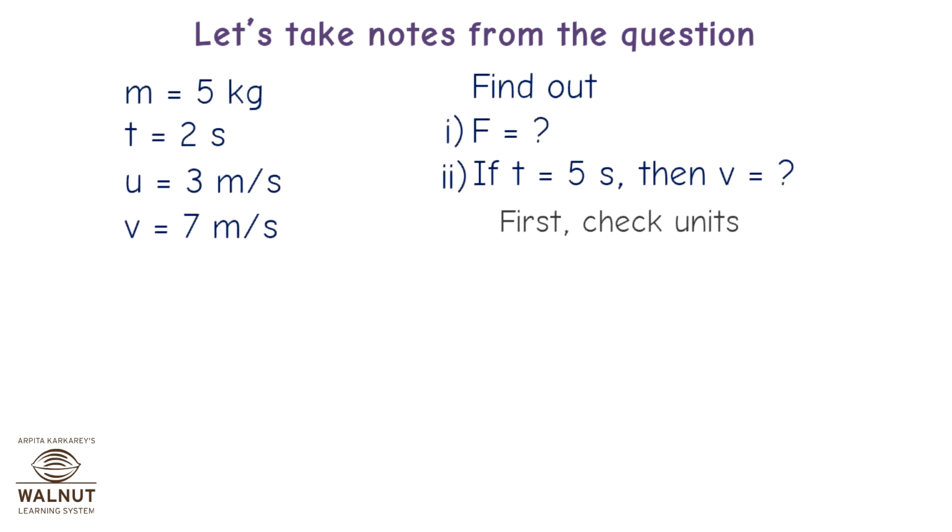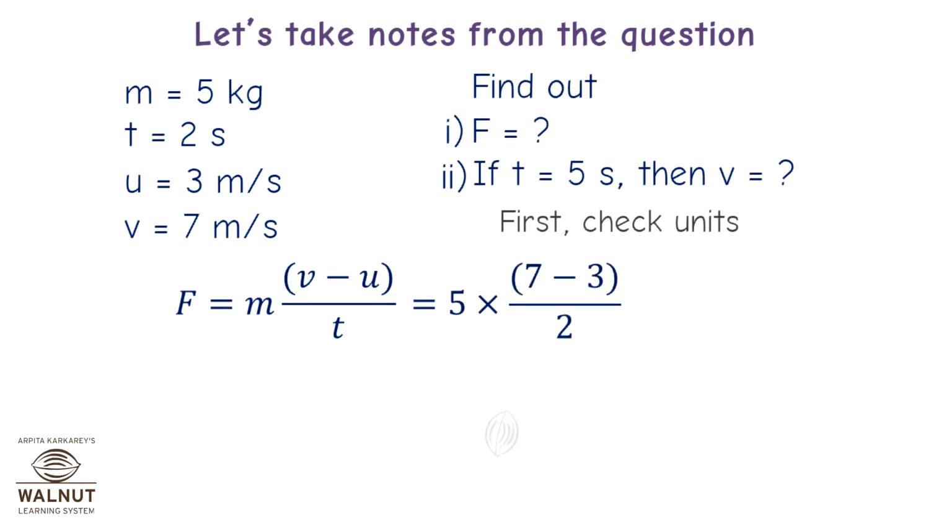First, check the units. F is equal to m into V minus U upon T, which is equal to 5 into 7 minus 3 upon 2, which is equal to 10 newtons. Therefore, F is equal to 10 newtons.